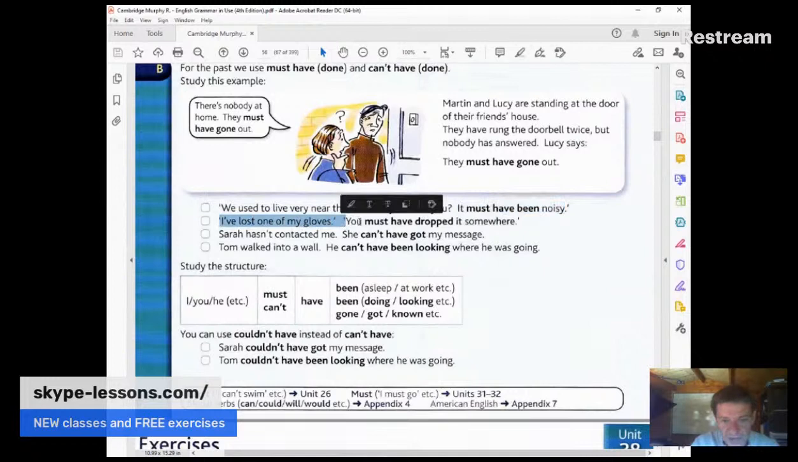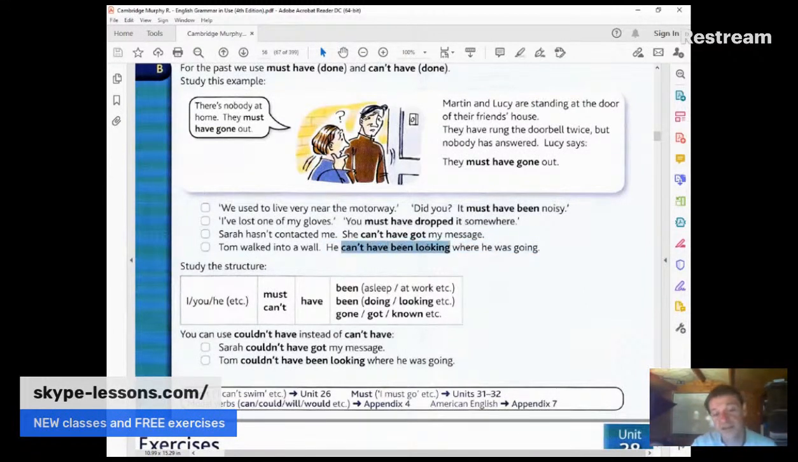Okay, I've lost one of my gloves. You must have dropped it somewhere. I'm certain you dropped it. Sarah hasn't contacted me. She can't have got my message. Yeah, I am certain she didn't get my message. Tom walked into a wall. He can't have been looking where he was going. Yeah, so I am sure that he wasn't looking.